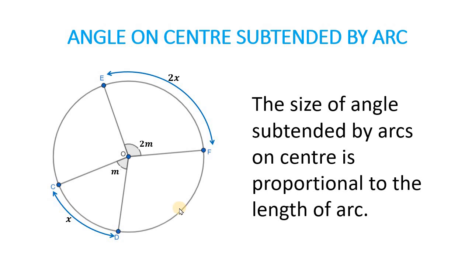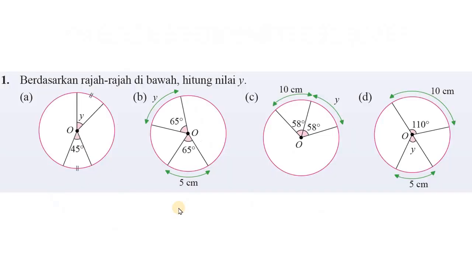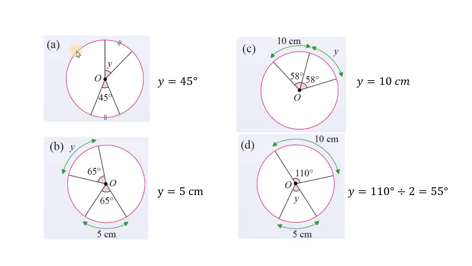So we're going to see the question number 1. Number 1, A, B, C, D, got 4 questions. So we're going to see the answer. For the first one, because the length of arc subtended is the same length, as labeled already, the angle on center will be the same. So y equal to 45.